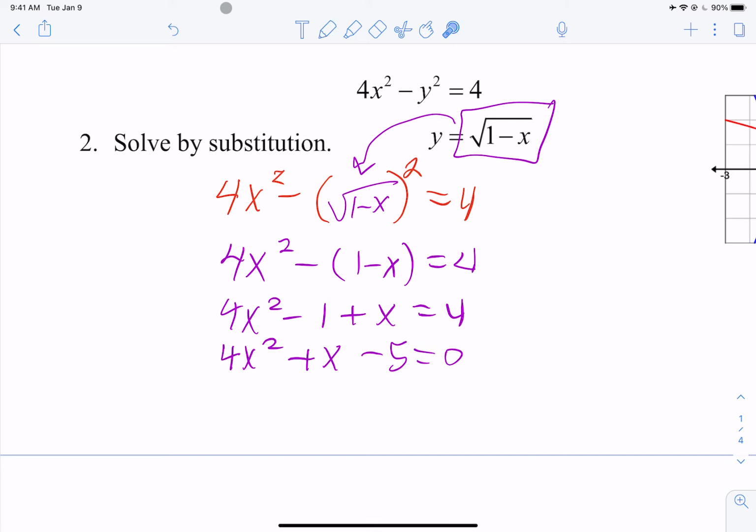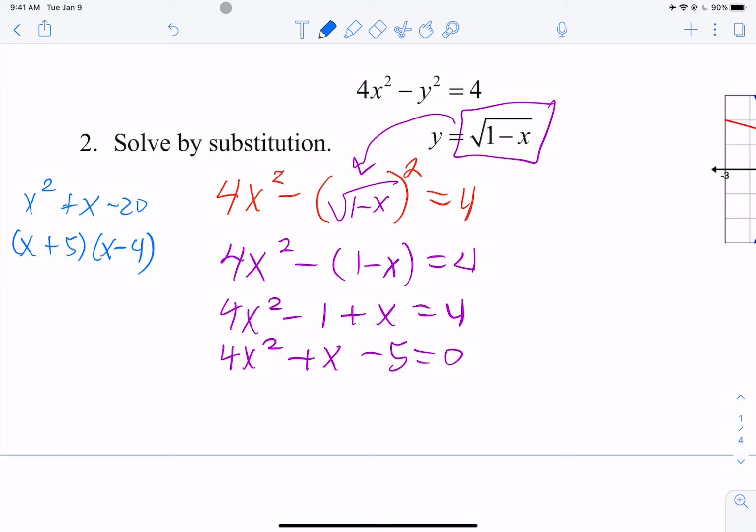Now I think this is a really good candidate for slide and divide. So we're going to take the 4 and slide it over and multiply it by the 5 that's over here. So that would be x squared plus x minus 20. And then we need the factors of 20 to have a difference of 1. So that's going to be x plus 5 and x minus 4.